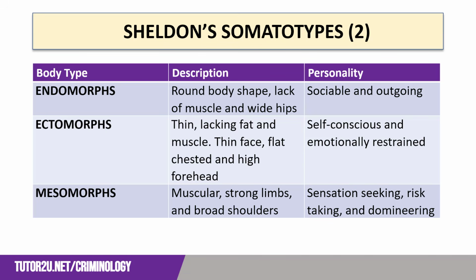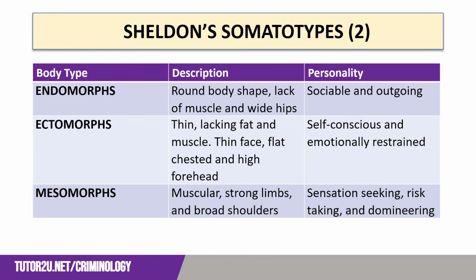The three categories that Sheldon created are shown on the screen here. Firstly, endomorphs, who Sheldon suggested had a round body shape, lack of muscle toning and wide hips. Sheldon suggested that people with this body shape were more likely to be sociable and outgoing and less likely to commit crime. A second somatotype Sheldon identified was that of the ectomorph, thinner, taller and lacking both fat and muscle than the endomorph. Ectomorphs were more likely to be self-conscious and emotionally restrained.